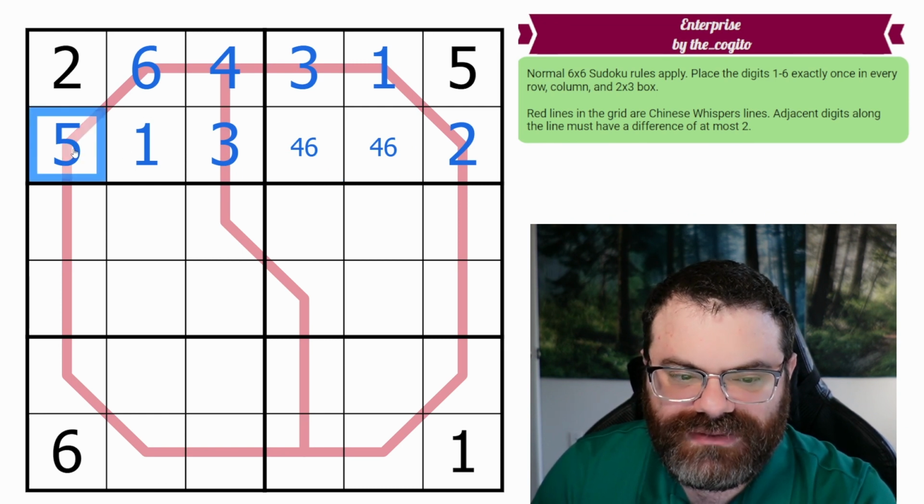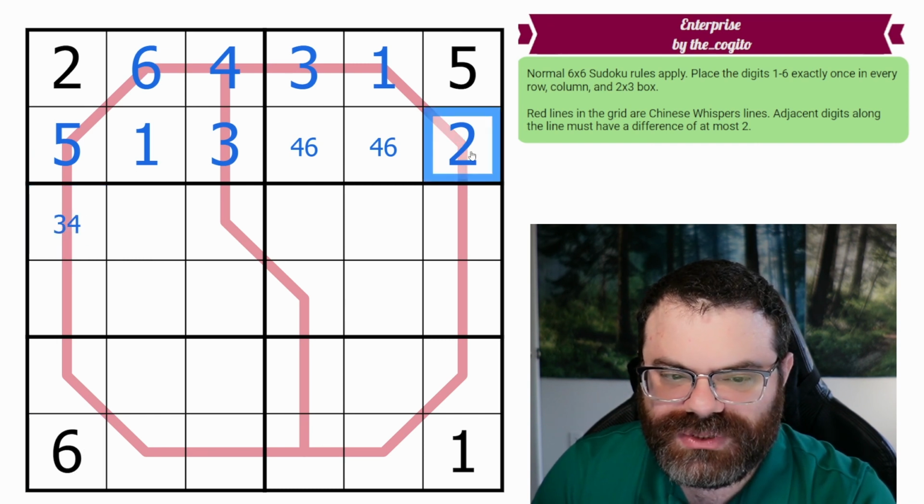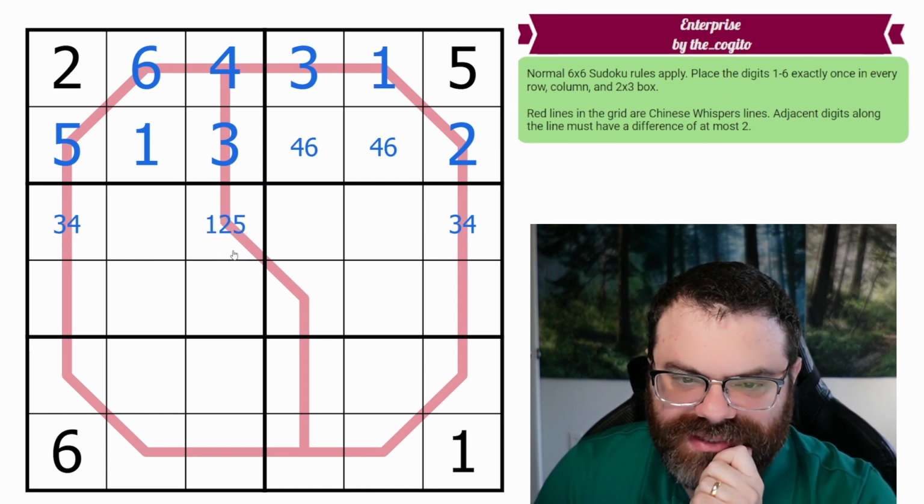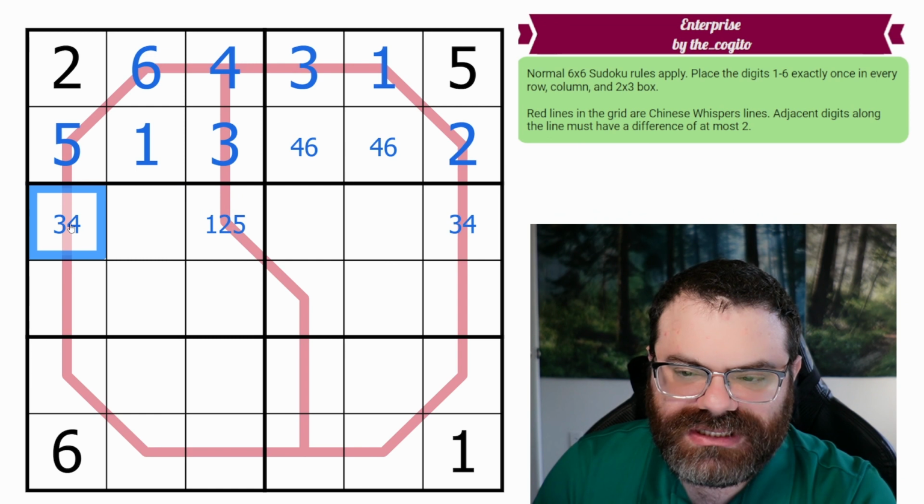Now from this 5, what are we doing? We're not going to the 6, right? So we're going to 3 or 4, and then from this 2, we're not going to the 1, so we're also going to 3 or 4. So that makes a 3-4 pair here. So the remaining digits in this row are 1, 2, 5, 6. This isn't going to be 6, so I guess it's 1, 2, or 5. That's not that exciting. All right, well, let's continue from this 3, 4.